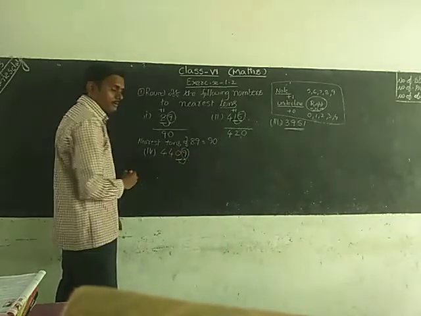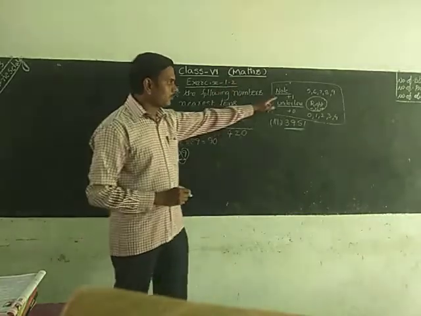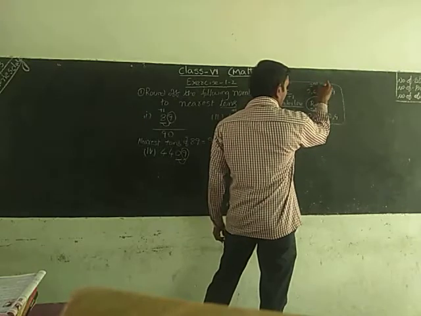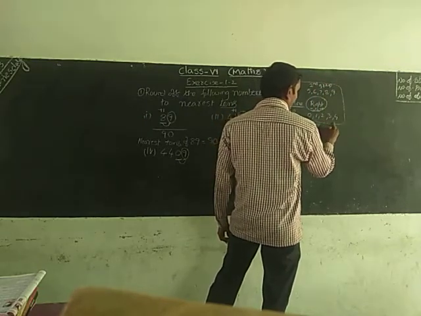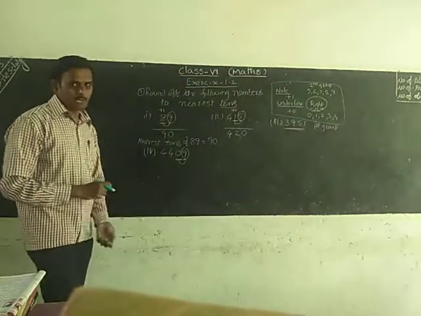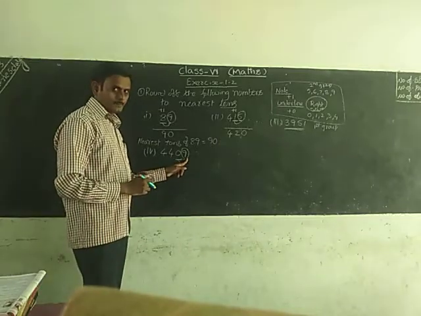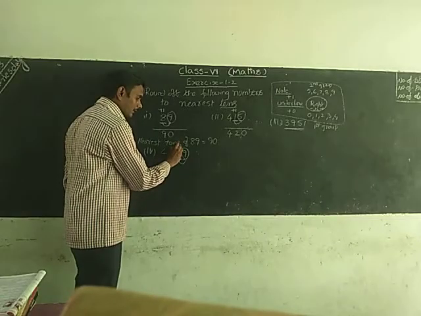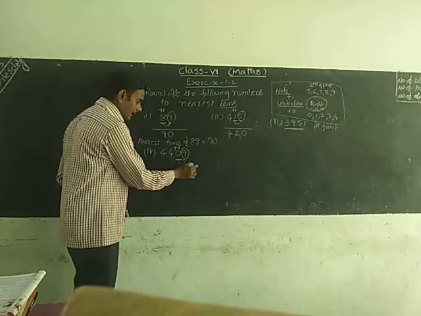9. 9 means first group or second group? Second group. First group means add 0. Second group number means add 1 to the underlined number. 9 is related to the second group, so add 1 to the underlined number. Underlined number only you have to add. Don't add the circled number.